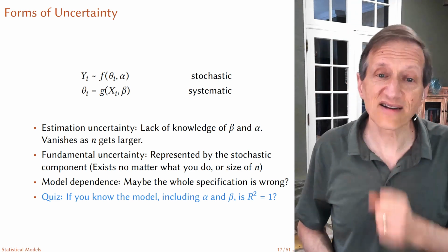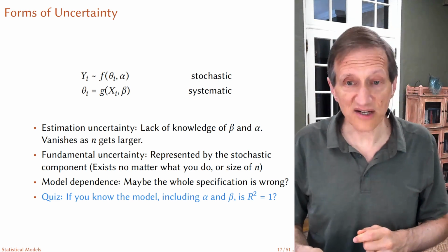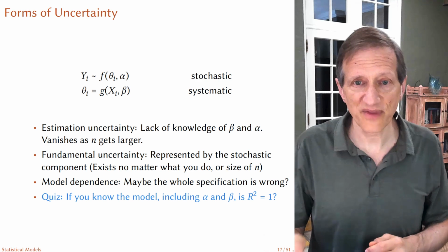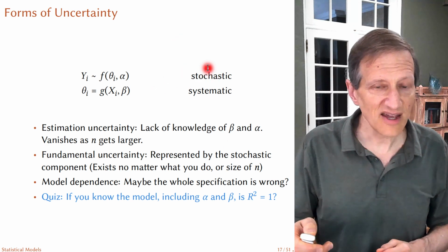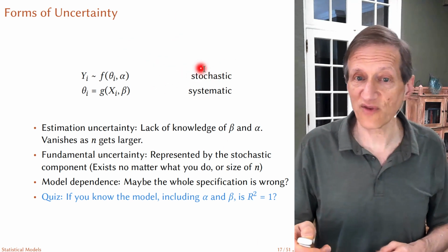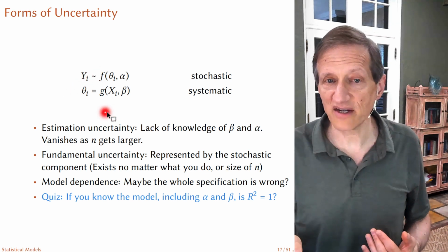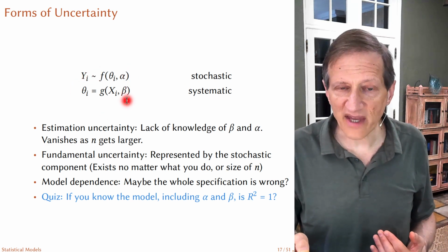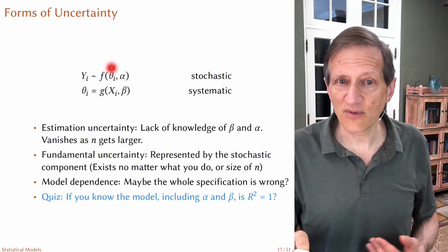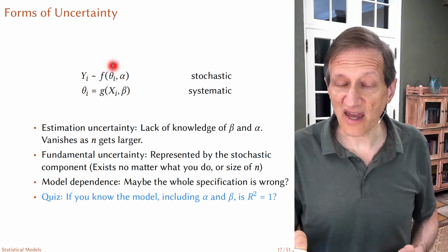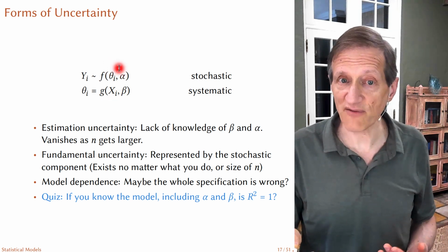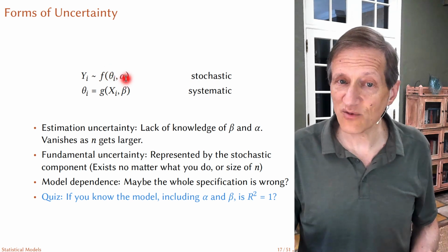And the reason why it's no is because there's still a stochastic component. This stochastic component is still incredibly important, right? Even if you know alpha and beta, if you know beta, then you know theta, okay? Because we already know x. So we know theta, and I'm stipulating that we know alpha. So we know alpha and we know theta.